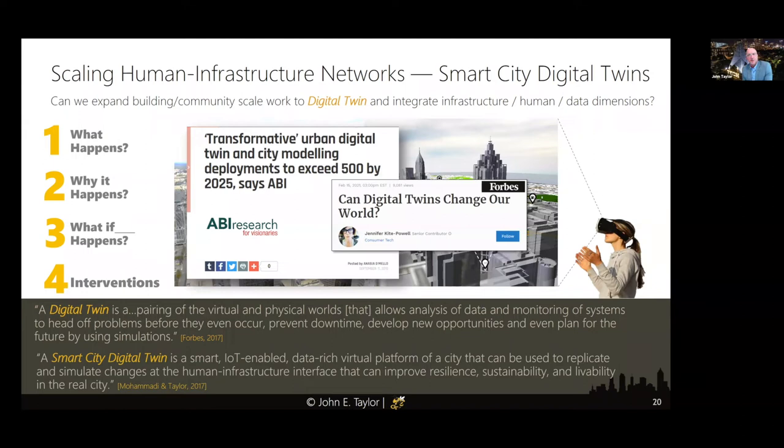We have seen industry analyst reports that are predicting that 500 cities would have smart city digital twins by 2025, which seems like a very large number in a very short period of time. And another article earlier this year in Forbes talked about how digital twins are going to change the way we understand and live in and work in cities.